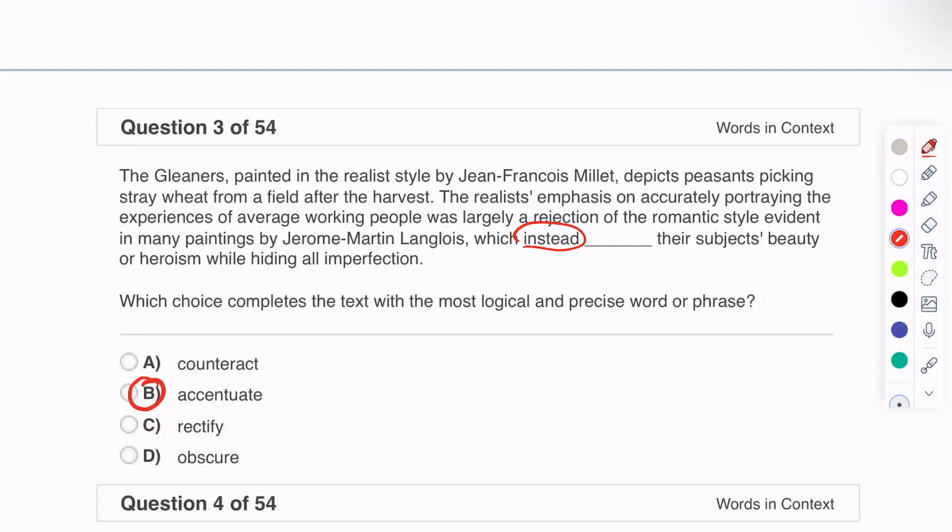Okay, so the previous part, they're talking about rejection of romantic style evident in many paintings. While in this one, they highlight the subject's beauty and heroism. Okay, so kind of very different directions. So the answer is B. Obscure, also very popular in the test as one option. Obscure is the opposite, means to make something not noticeable, kind of make something unclear, obscure. Okay, so the answer is B.